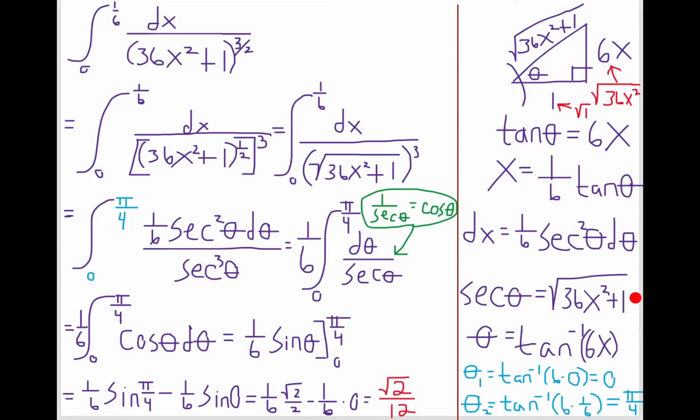Next, since we are going to be substituting theta for x, right here we have our lower limit of integration, which is 0, and that's an x value. Then we have our upper limit right here, which is 1/6. That is also an x value. So we want to change these into theta. We know that tangent theta is 6x. If I want to find theta, I just need to take the inverse of both sides of this.